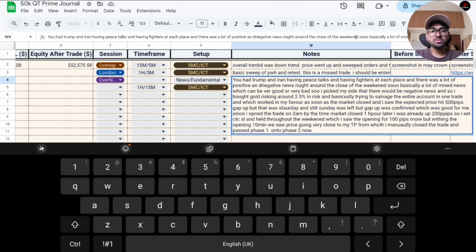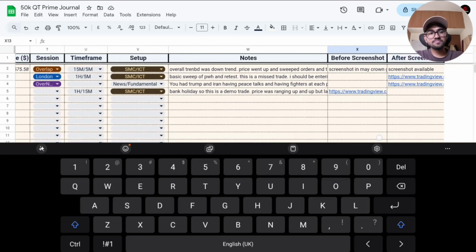But that was Saturday, and still Sunday's gap up was confirmed, which was good for me since I opened the trade at 2 a.m. by the same market. So 1 hour later, it was already up around 170, 200 pips. So I set a cost-to-cost SL and held through the weekend, where I saw the opening for 100 pips more. In the opening 10 minutes, I saw the price go up very close to my TP, which I manually closed the trade, and passed phase 1 onto phase 2 now. And yeah, we can see the screenshot.